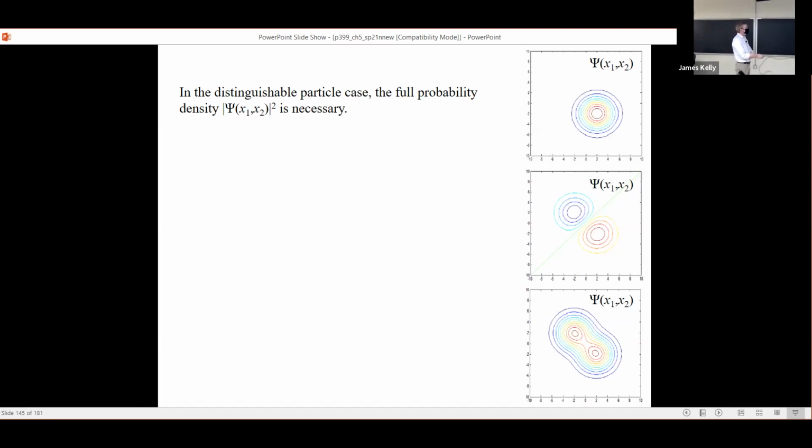That's the most complicated case, thankfully. That's what I'm going to do for the distinguishable case. And that will answer the question, what is the probability as a function of x for finding any particle as a function of x?